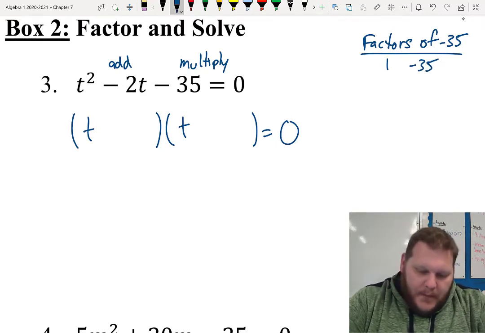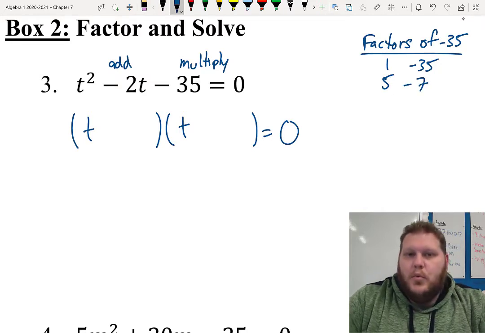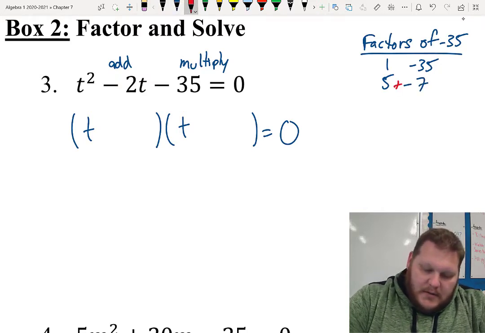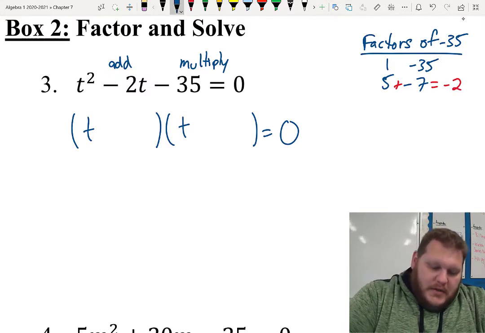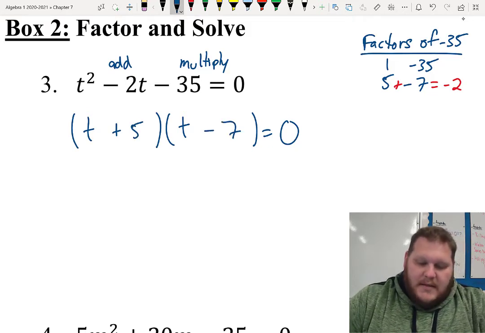That's too big. And then just 5 and negative 7. Ooh, we found it. There it is. So 5 and negative 7 add up to negative 2, but multiply together to give me negative 35. So t plus 5, t minus 7, because positive 5 and negative 7.